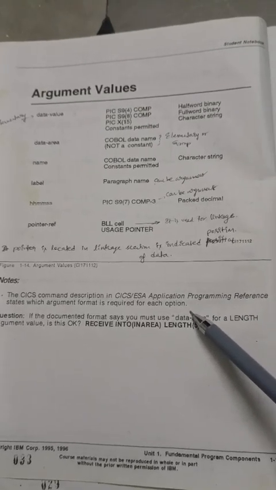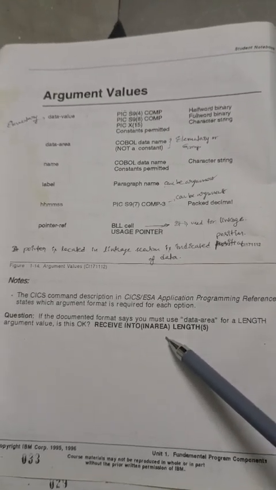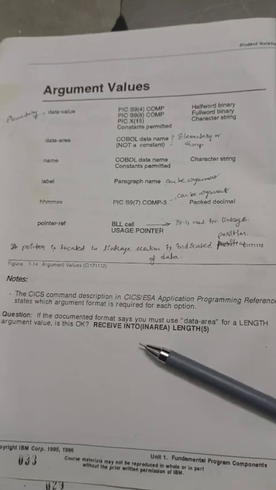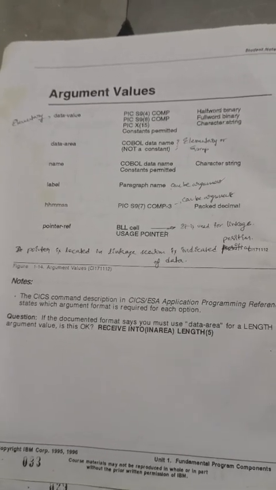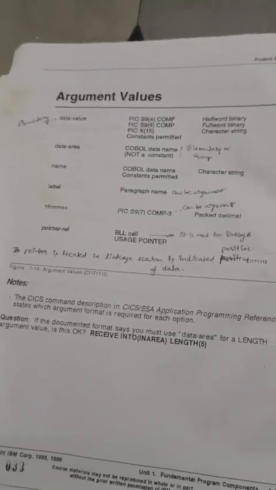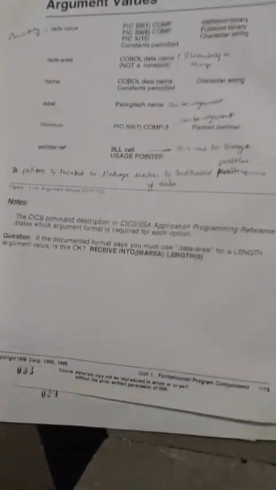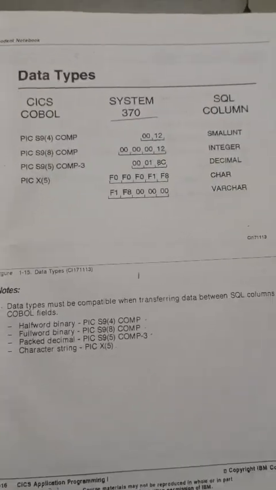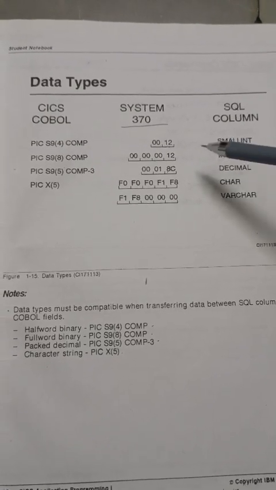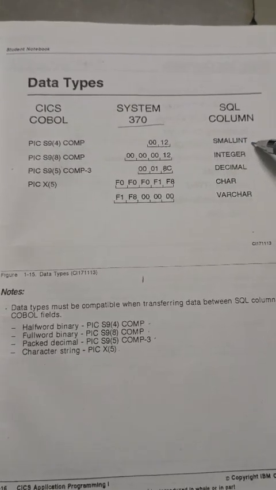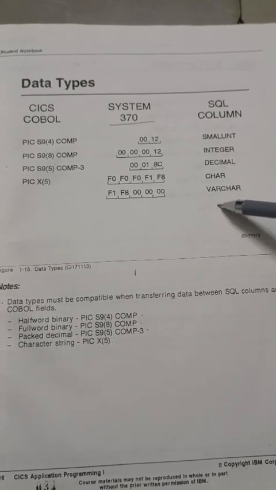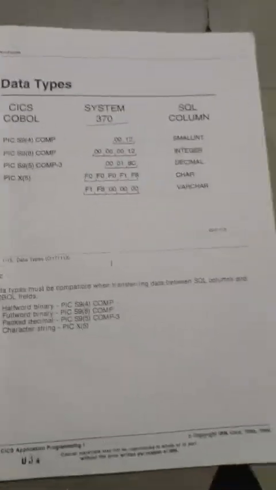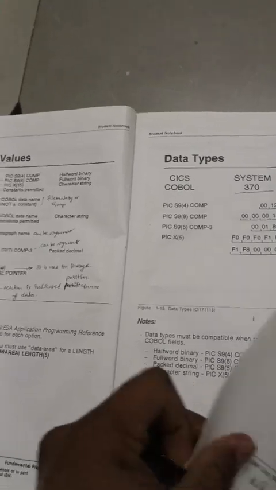The CICS command description, CICS application, and the documented format says you must use a data area for the length argument. Is that okay? Receive into data area and length command. And what are the data types in CICS COBOL? S9(4) COMP is a small integer, S9(8) COMP is an integer, and there is a decimal field, and this is the character field. How will each of the data types be stored for CICS?